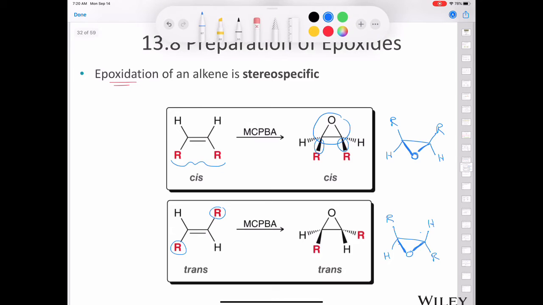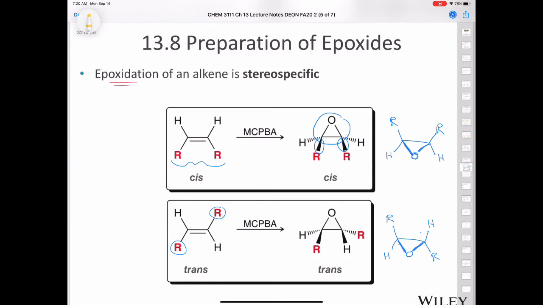And so the take-home message from this slide is about the stereospecificity of epoxidation, in that when you start with a cis alkene, you end up with the two R groups cis to each other like this. When you start out with a trans alkene, you would end up with the R groups trans like that.